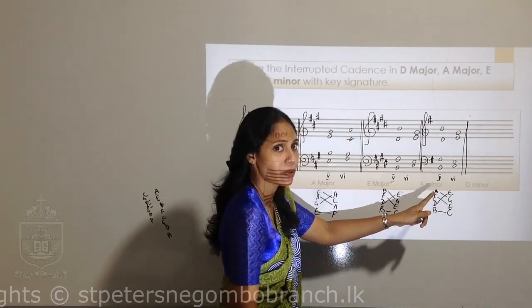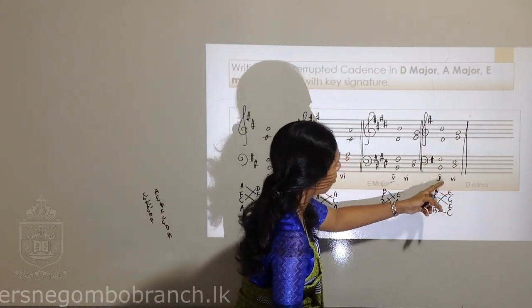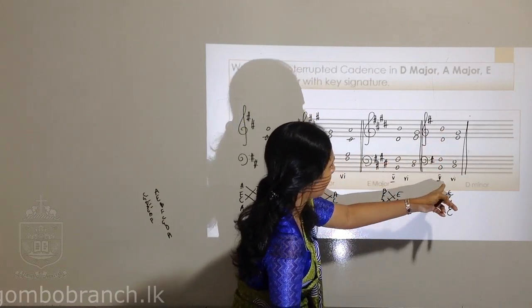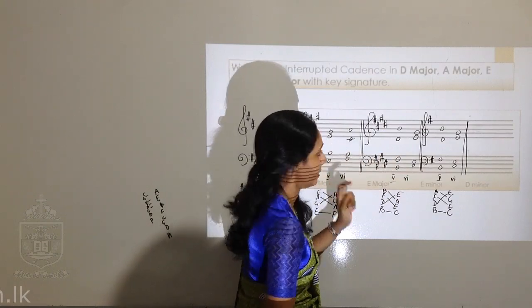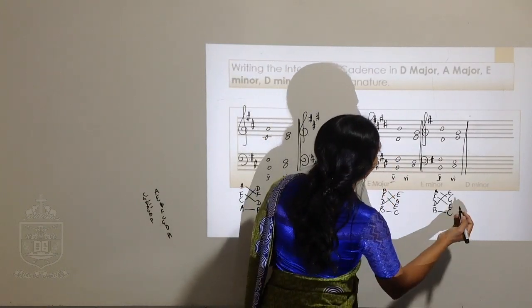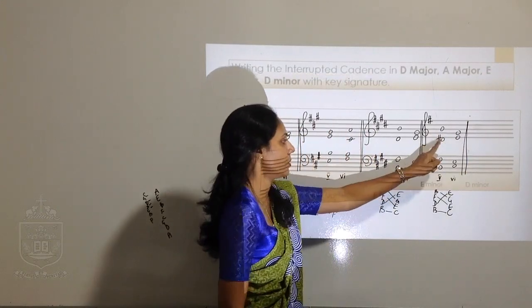This is a minor key, so you should raise the 7th note. The 7th note you will find in chord 5. So in E minor, the 7th note is D sharp. Here you have to raise the 7th note.